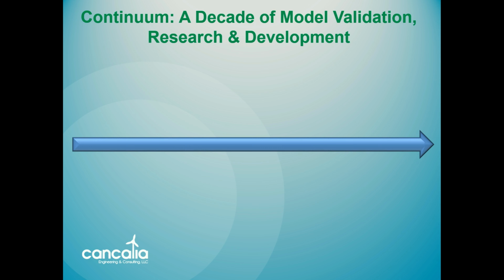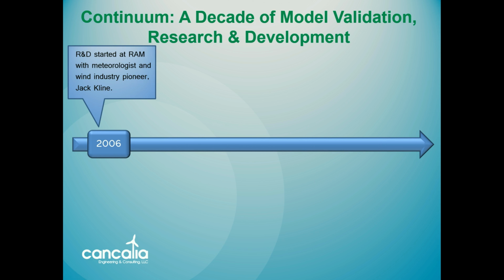The development of Continuum started back in 2006 with meteorologist and wind energy pioneer Jack Klein, who first observed a correlation between terrain exposure and wind speed. You may not be familiar with terrain exposure, so allow me to quickly explain the meaning of this term.